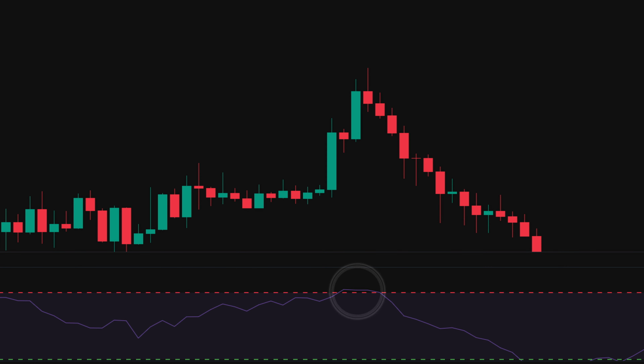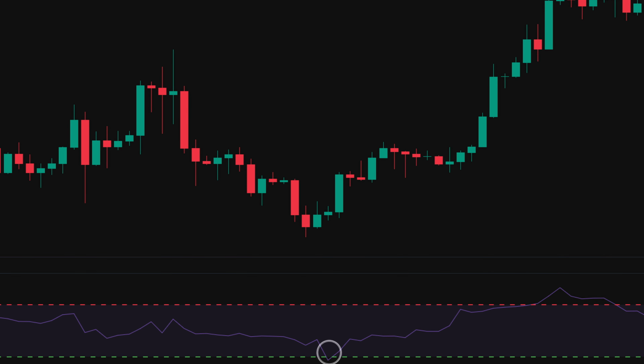If the MFI rises above the upper level, usually 80, the market is overbought and price may reverse downward. If the MFI falls below the lower level, usually 20, the market is oversold and price may move up.